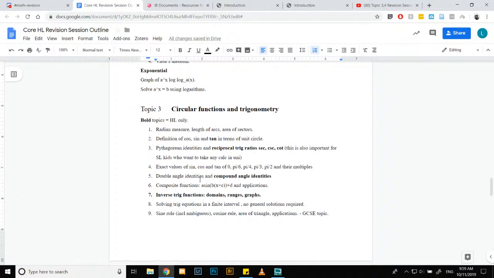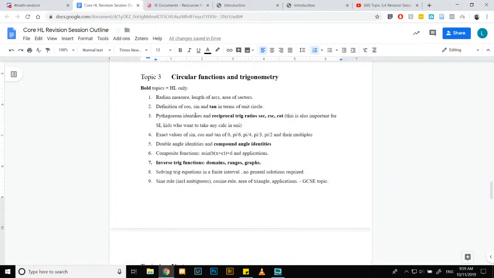Okay, so the first topic is trigonometry, which we're going to cover right now. It's topic 3, which I was going to do on Tuesday, but I'm doing it right now. Whatever's in bold on this page here is the HL content, but some of the stuff is for all people. So the first thing I can get into is radian measure.